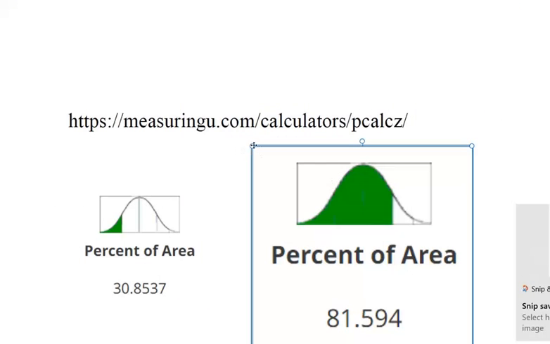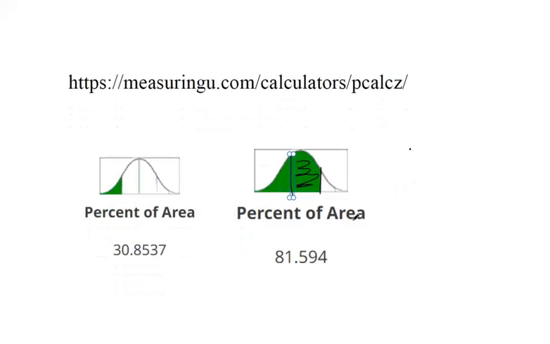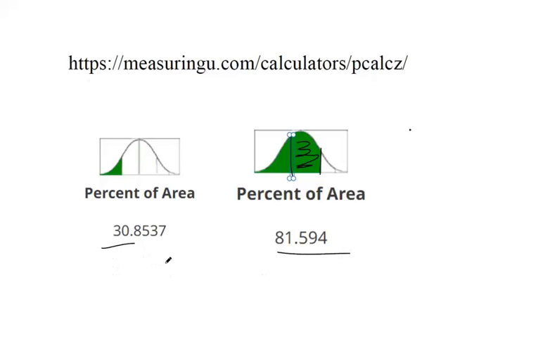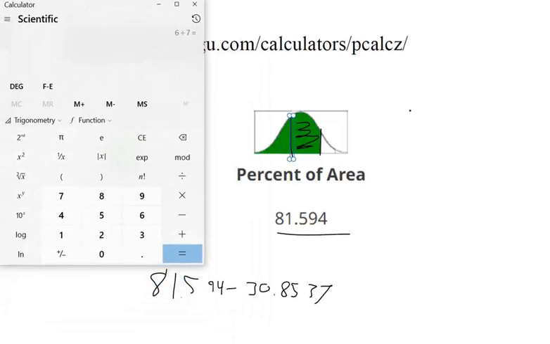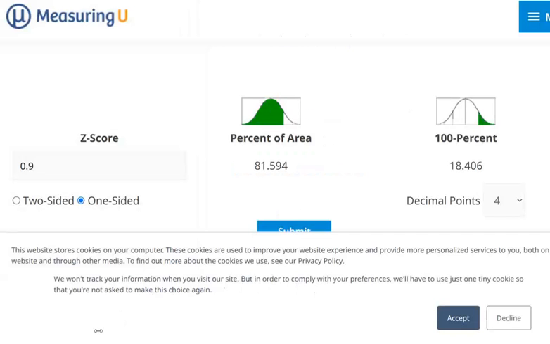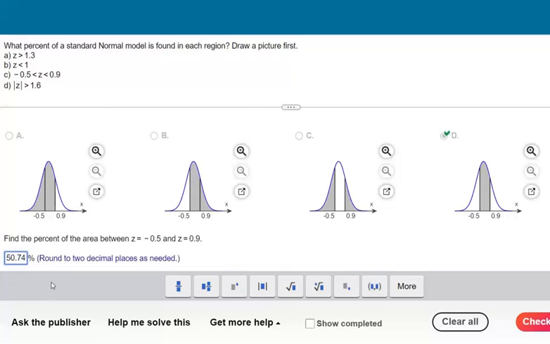We don't want the area all the way to the left. We don't want all that tail. We want just this area between the two, right? So to get that, you take the bigger area and subtract the smaller area. So the percentage we're looking for is found by calculating 81.594 subtracted by 30.8537. That's 50.74 to the second decimal place. 50.74.